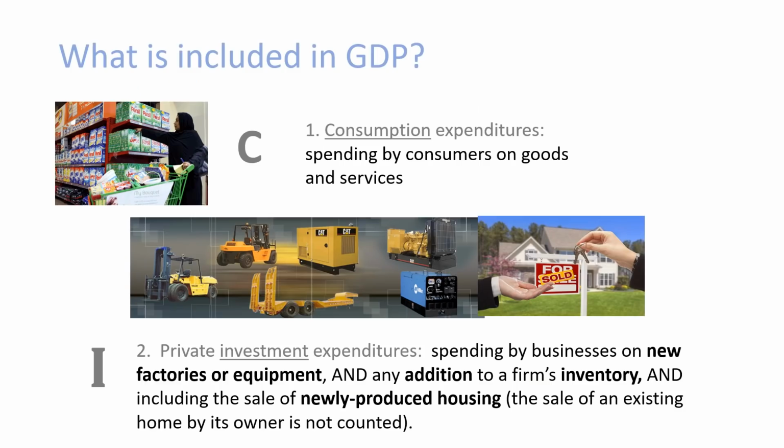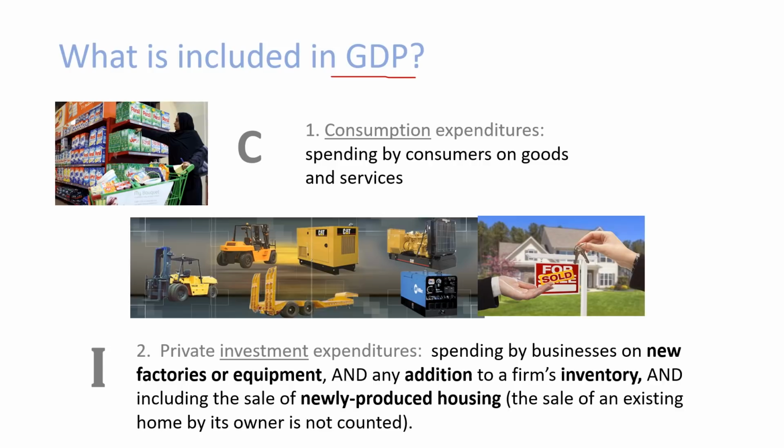Now, what is included in the GDP? So how are we going to calculate our GDP? The expenditure method is a system for calculating gross domestic product, GDP, that combines consumption, investment, government spending, and net exports. Okay?